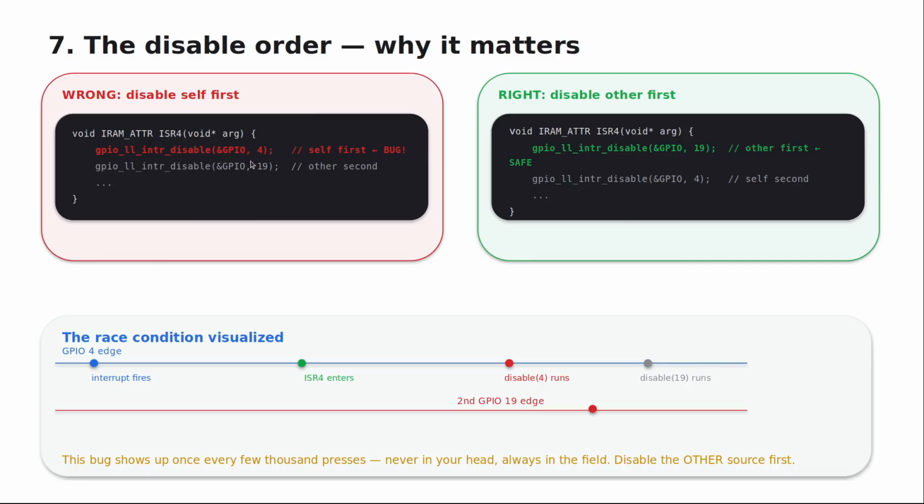But there is a small timing window. GPIO 4 is already disabled while GPIO 19 is still active. If another interrupt arrives from GPIO 19 during this short interval, it may be missed or handled incorrectly. These bugs are very difficult to reproduce because they depend on timing. Now look at the correct approach. First disable the other interrupt source, then disable your own interrupt. This simple change removes the timing window and makes the ISR much more reliable.